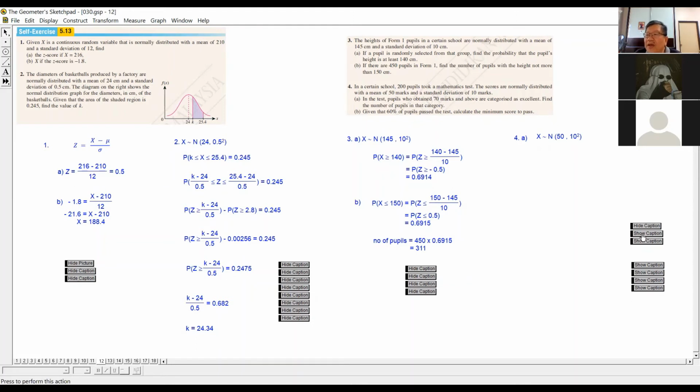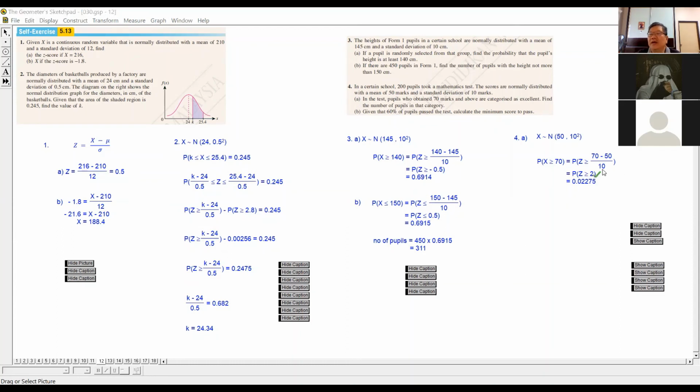So find the probability greater than 70. Now the probability greater than 70 is the same as the probability of Z greater than (70 minus 50) over 10. This step is necessary if you want to find the probability, because you cannot find the probability directly from X. We can only find the probability from Z. So you have to convert X to Z in order to find the probability. Converted to Z, the Z score is 2.